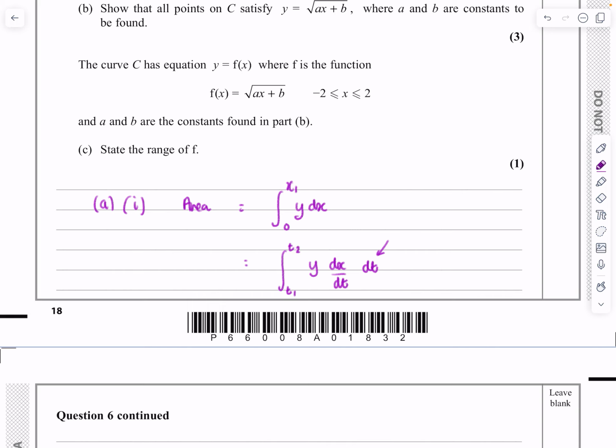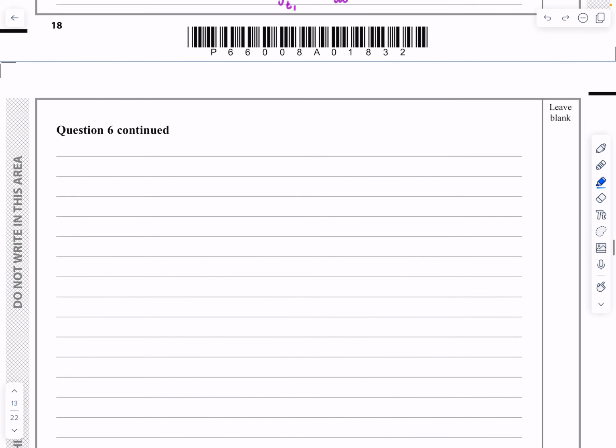And I've now got lots of different things that I need to work out. I need to work out what t1 is. That's going to be when x equals 0. I need to work out what t2 is. That's going to be when x equals x1, or we'll find values for what they're going to be. Once I've done those, I'm going to need to work out dx/dt and y, and then put everything into the formula. So let's have a look at the limits first of all.